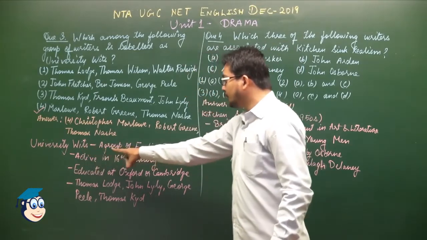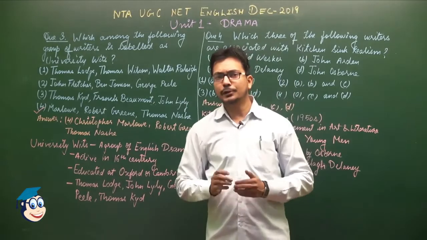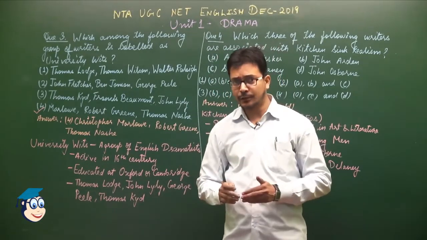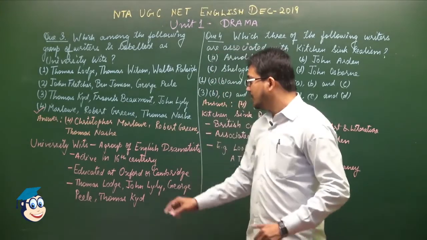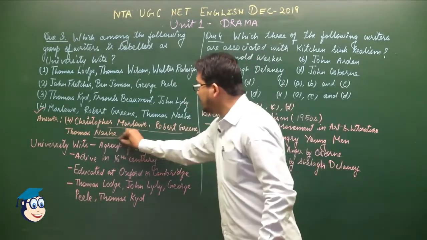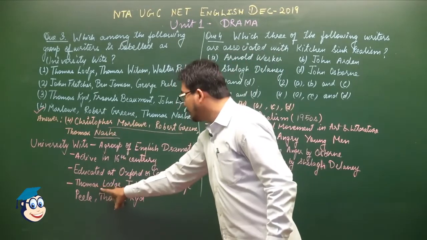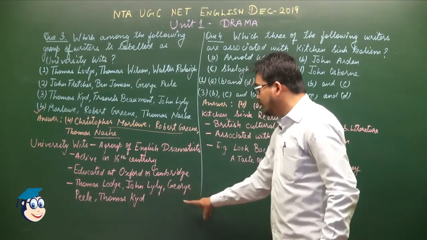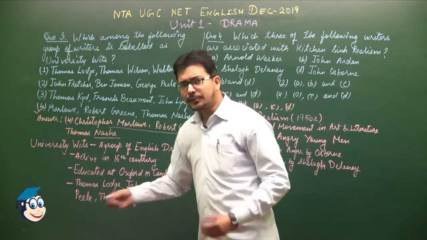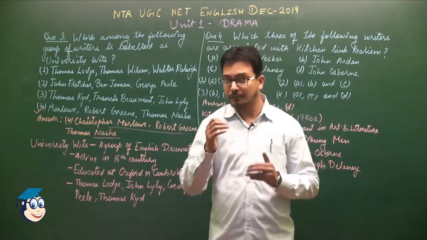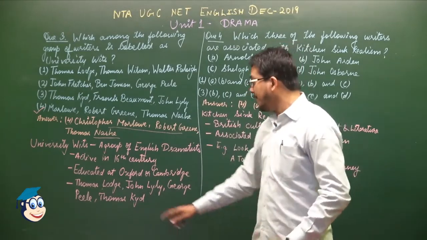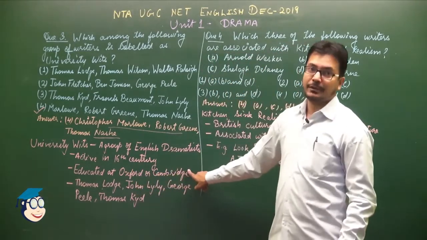The reason: University Wits was considered to be a group of dramatists who were very active through their writing in the 16th century and even after that time. The group consisted of these three writers along with the other writers mentioned here: Thomas Lodge, John Lyly, George Peele and Thomas Kyd. In fact, these writers were known as University Wits because they were very wise with their writings, and along with that, they had been educated at Oxford or Cambridge universities.